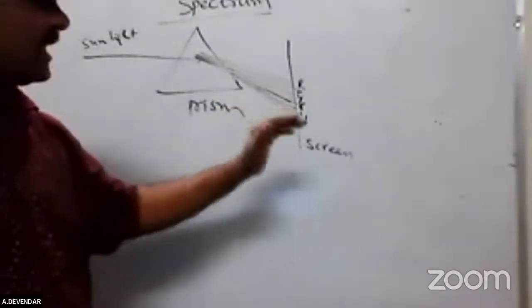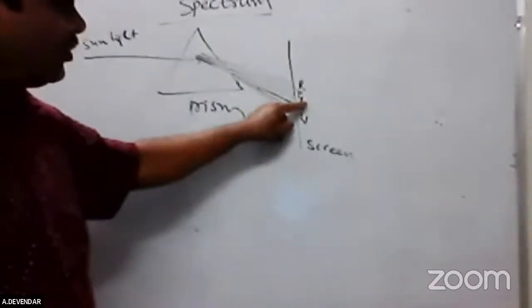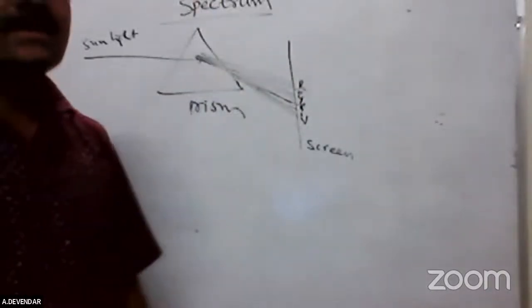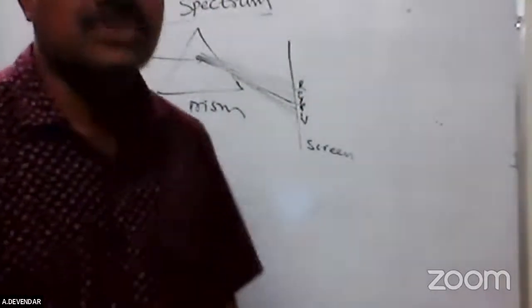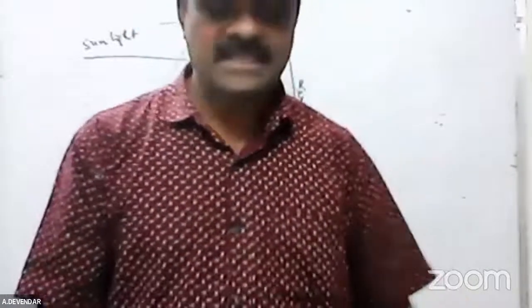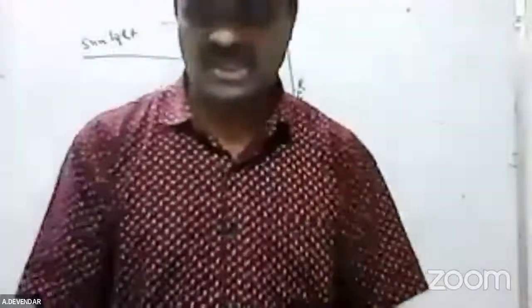This is a dispersed spectrum. You get violet, indigo, blue, green, yellow, orange, red. These are the 7 colors. So white light is nothing but a mixture of 7 colors, the rainbow colors. White is not a color, please remember. It is a combination of 7 colors.